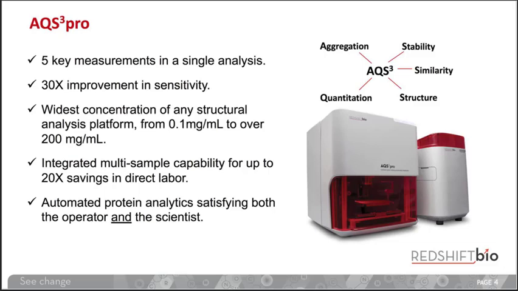It performs 5 key measurements in a single analysis. You see some of them here on the right: aggregation, quantitation, stability, similarity, and structure. It performs this with 30 times the improvement in sensitivity when compared to conventional IR methods. It has the widest concentration range of any platform. We're routinely able to measure between 0.1 to over 200 mg per mL.